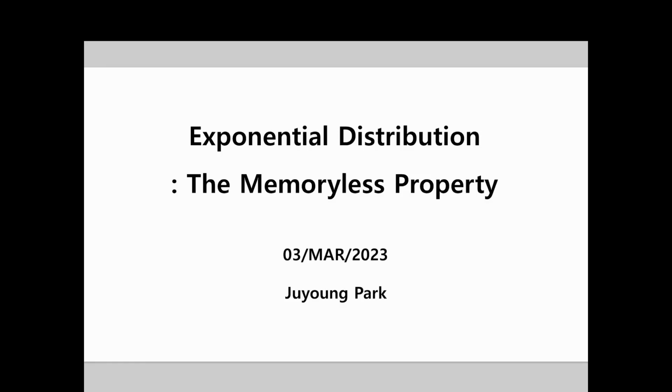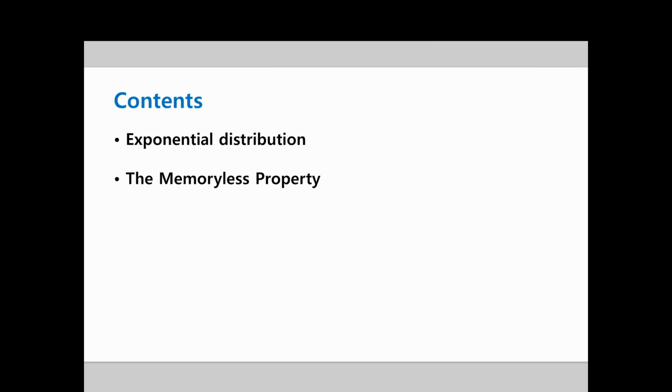Hello everyone, this video topic is the memoryless property. It is an important property of the exponential distribution. The content is that I will introduce the exponential distribution introduced in chapter 4 once again. Then the topic, the memoryless property, is introduced, and we have some examples.